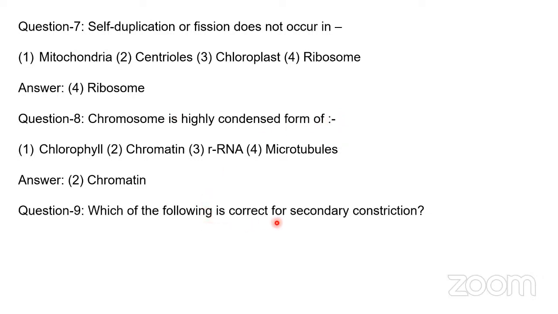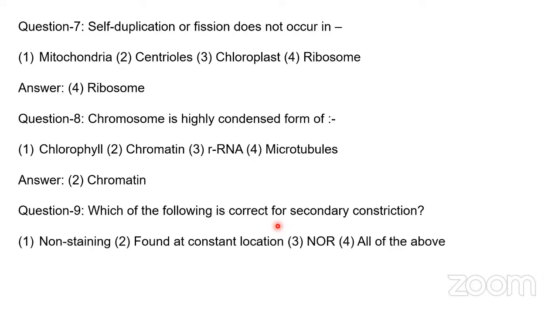Question number 9, which of the following is correct for secondary constrictions? We know that in a chromosome, there are two types of constrictions. The one is primary constriction, the other is secondary constriction. Secondary constriction may or may not be present, while the primary constriction, which is known as centromere, is present in the chromosome. Let's see what the options say about the secondary constriction.